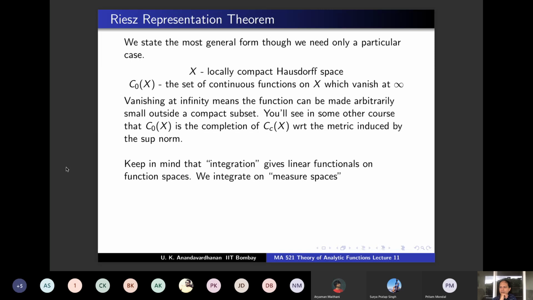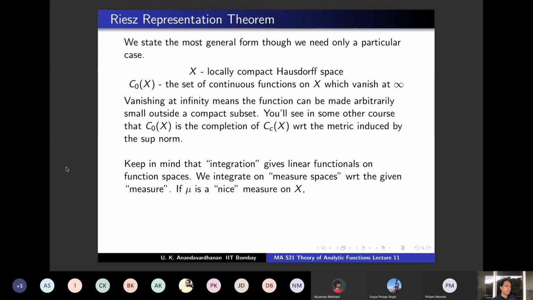When we did that thing that if you take an integral on gamma dw by w minus z, that is representable by power series, we said that it can be done more generally on a measure space, right? We are going to use that today. So we integrate on measure spaces with respect to the given measure.